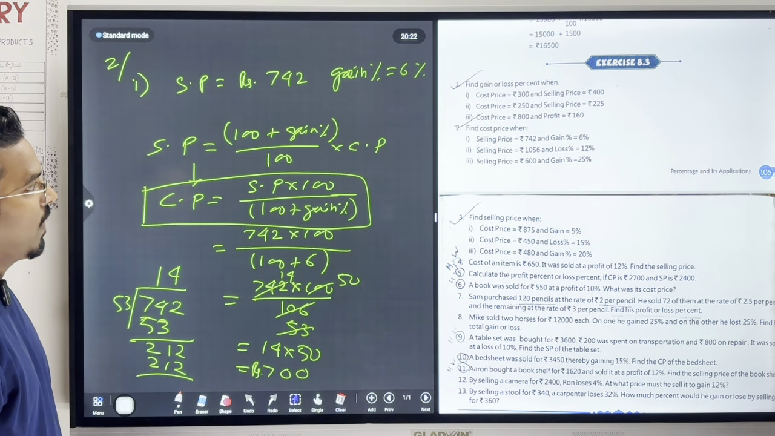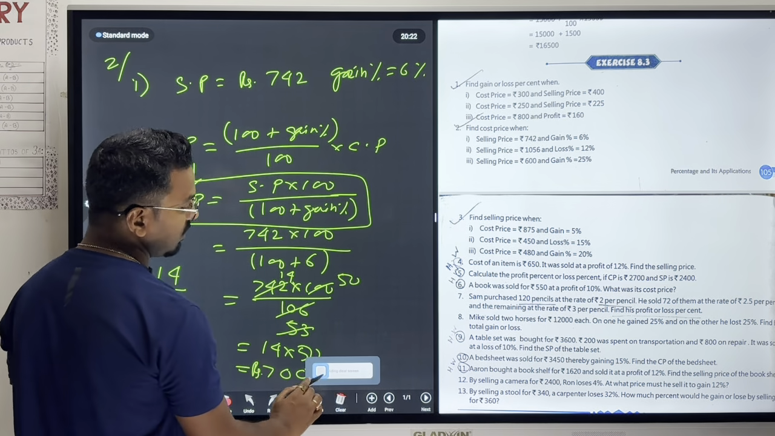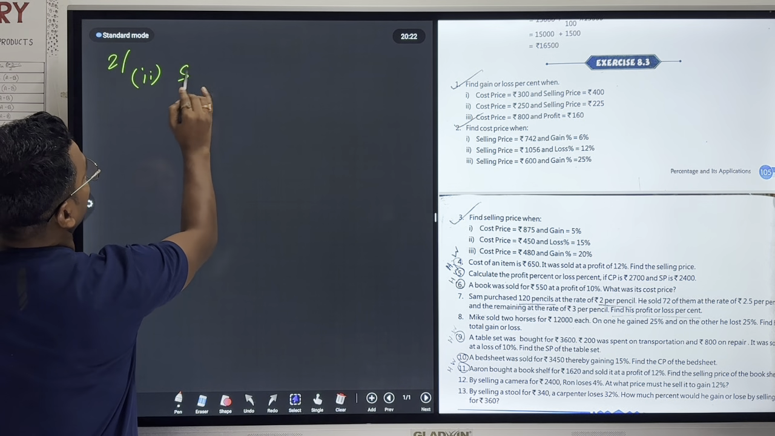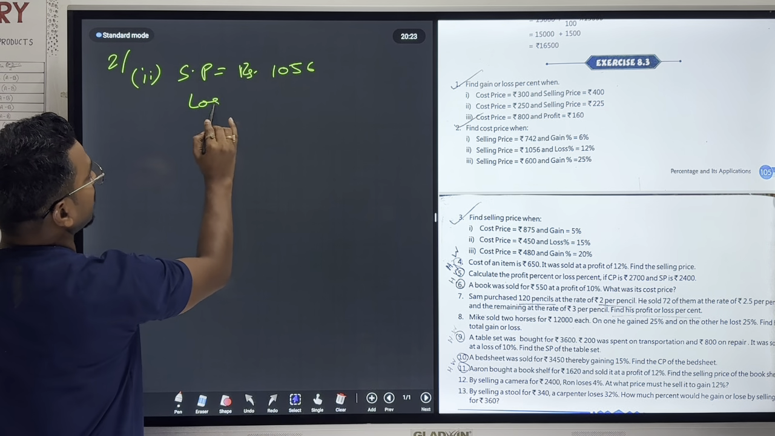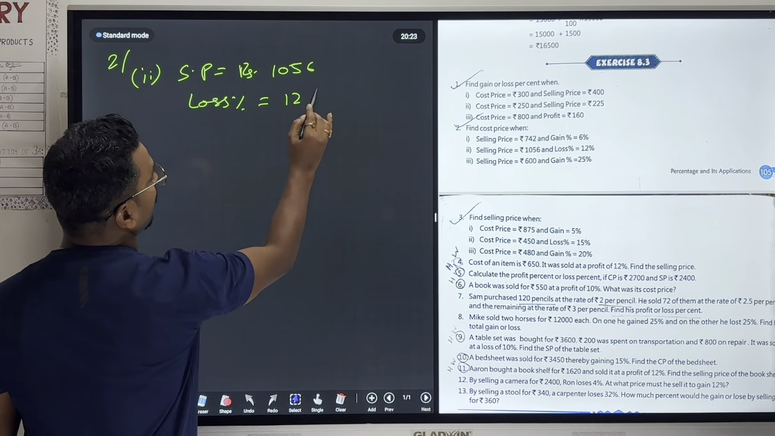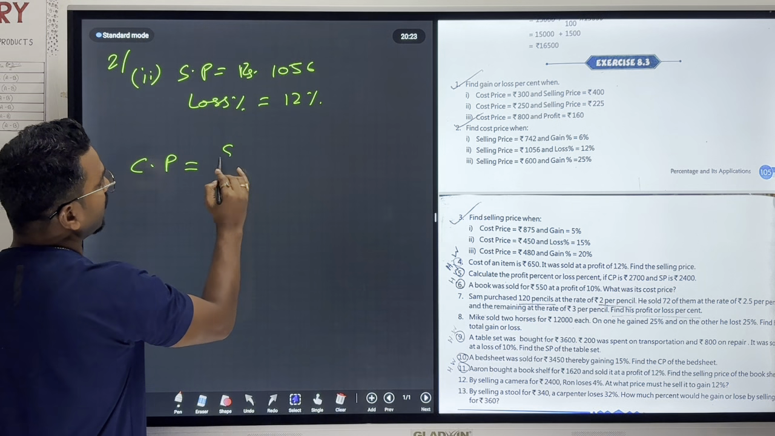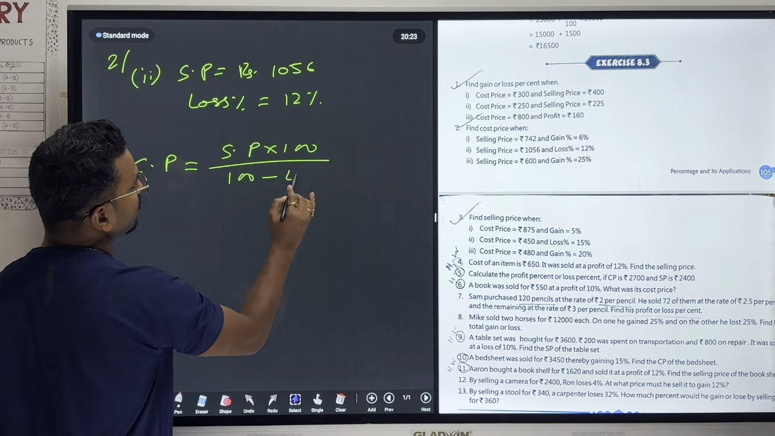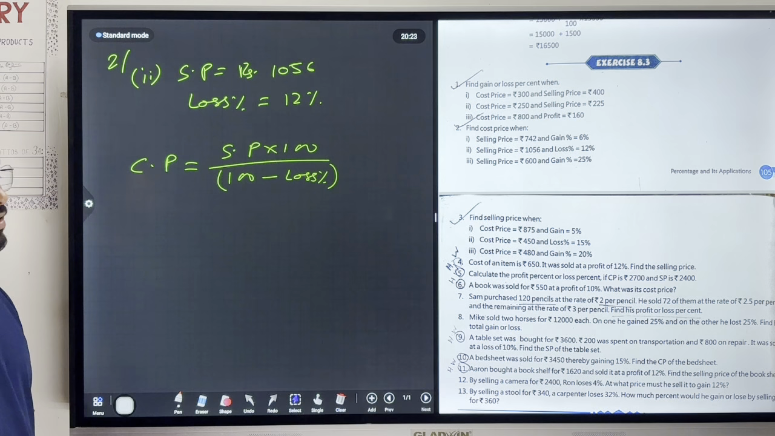Clear? Next, again we have the selling price is given 1056 and the loss. In this case, if it is loss, it will be minus. Selling price is given rupees 1056 and loss percent is given 12%. Okay. So we will be applying directly the formula. For the cost price, it is selling price into 100 divided by 100 minus loss percent. In case of gain, we will add it, and in case of loss, we will subtract it.